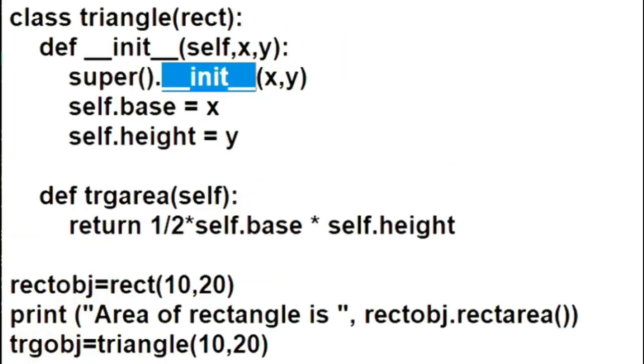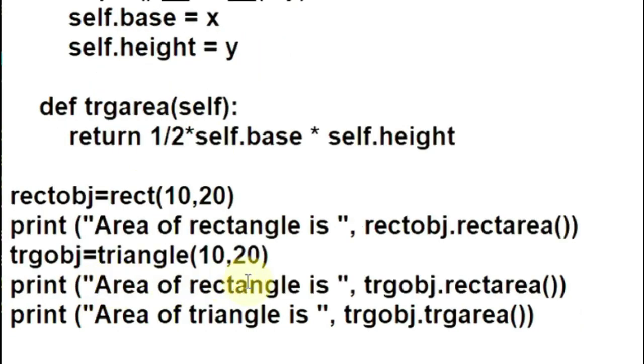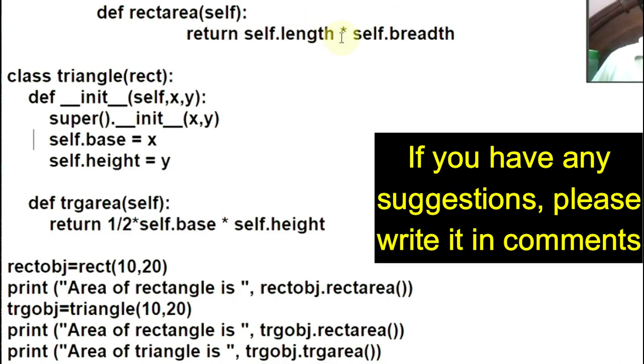Got it? After that the cursor will come over here and the values of x and y will be assigned to the base and height of the trg object. So the trg obj will have four attributes: length and breadth set to the values 10 and 20, and base and height set to the values 10 and 20. This line, area of rectangle is, will be displayed. You are invoking the rect area function through the trg obj object. The cursor will come over here. The multiplication of length and breadth, that is 10 and 20, will be returned here.